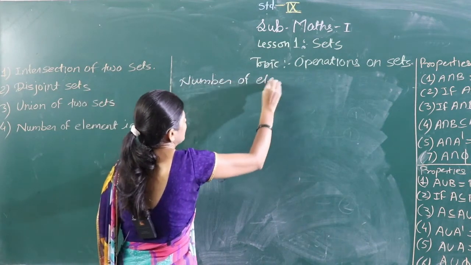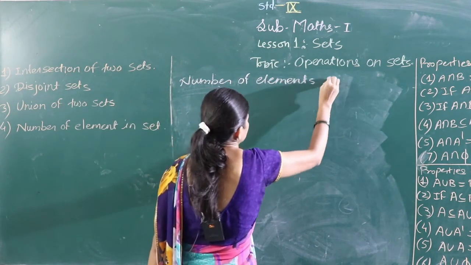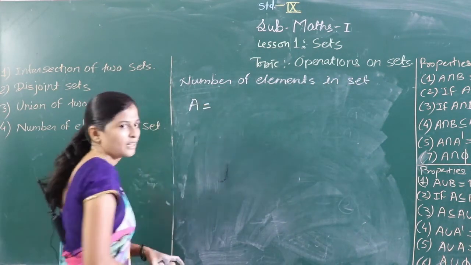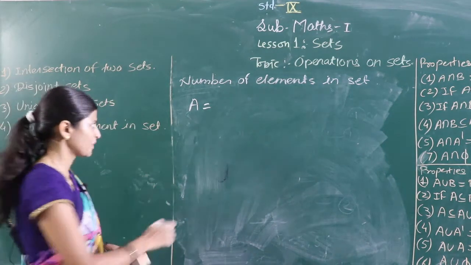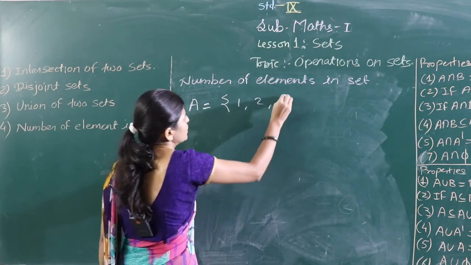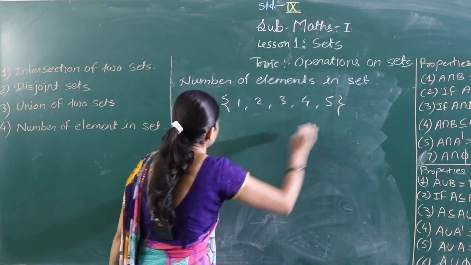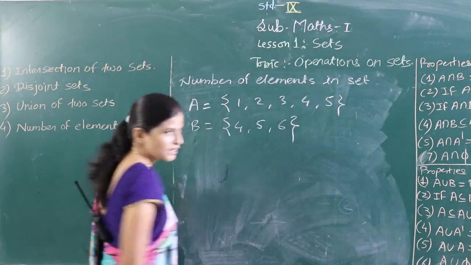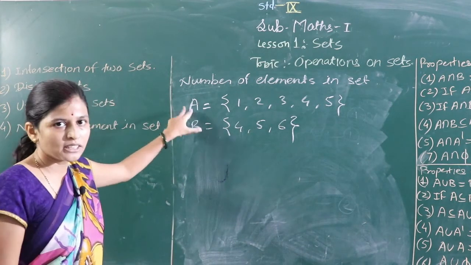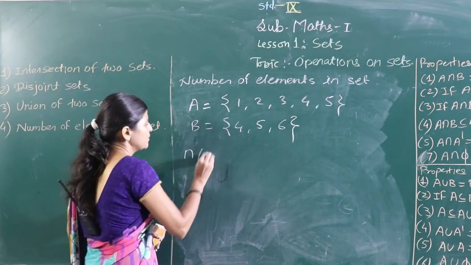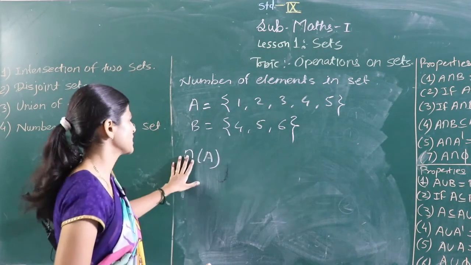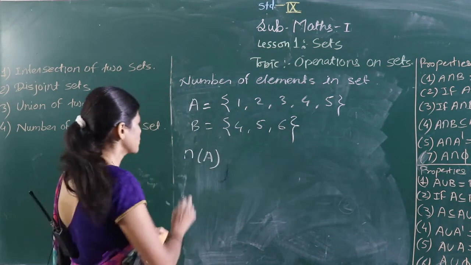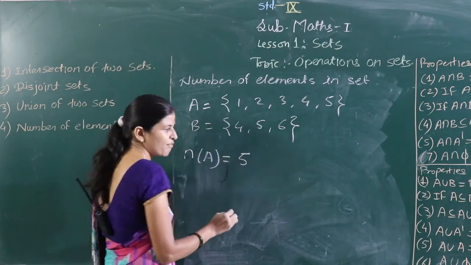Number of elements in a set. Suppose A is a set of 1, 2, 3, 4, 5, and B is a set of 4, 5 and 6. So what is the number of elements in set A? Number of elements means how many elements are present in set A: 1, 2, 3, 4, 5. Only 5 elements are present in set A. So the number of elements in set A is 5.